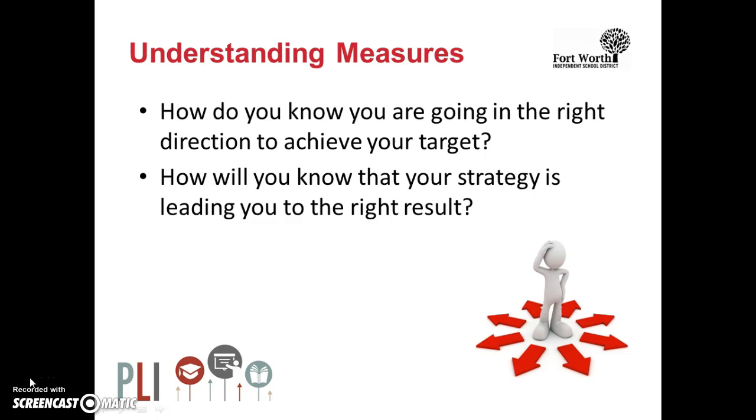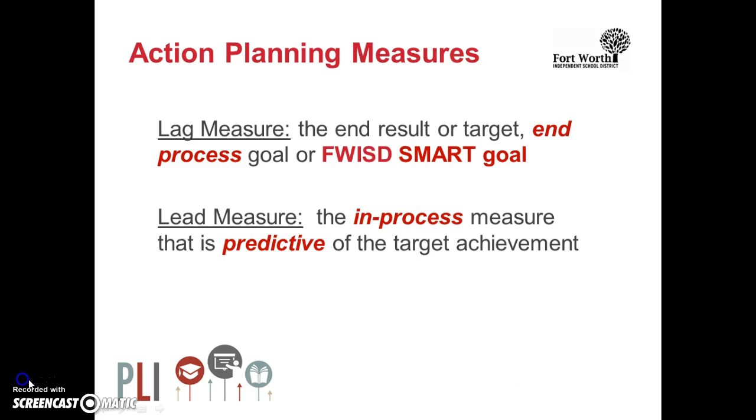More than likely, you have identified the priority you want to address in your action plan. You may also have the action steps identified. But how do you know you're going in the right direction to achieve your target or SMART goal? How will you know that your strategy is leading you to the right result? These questions are critical to the action planning process. Understanding and selecting the appropriate lead measures will help you find the answers to these questions.